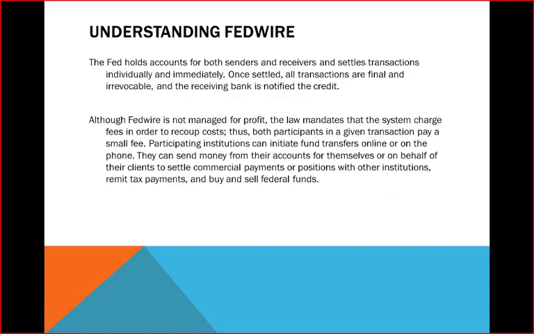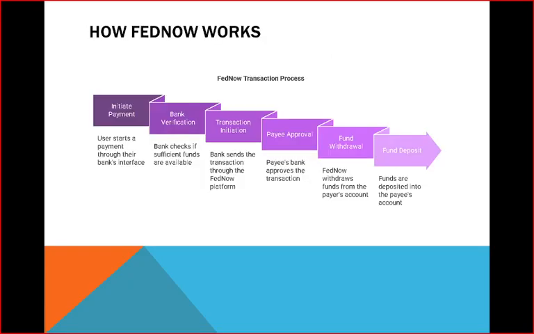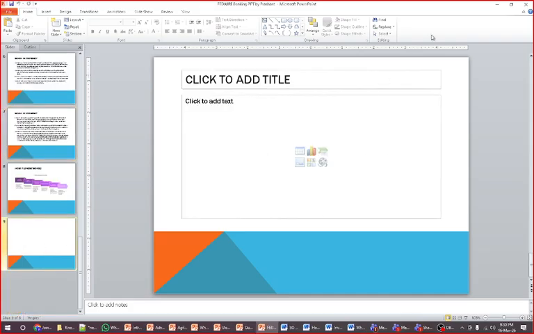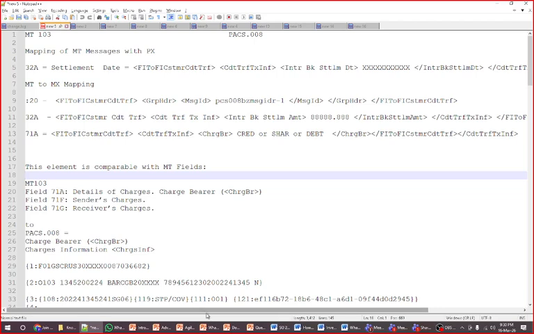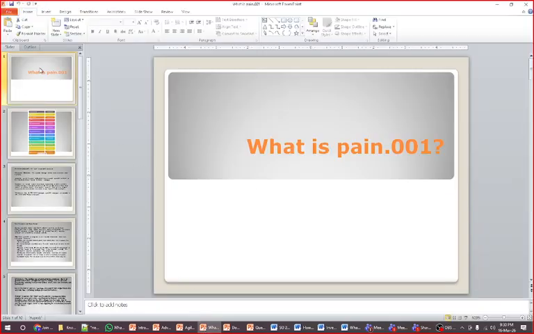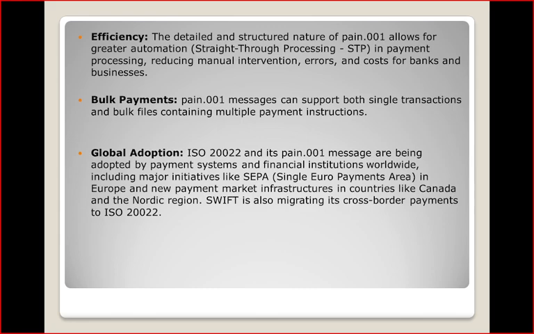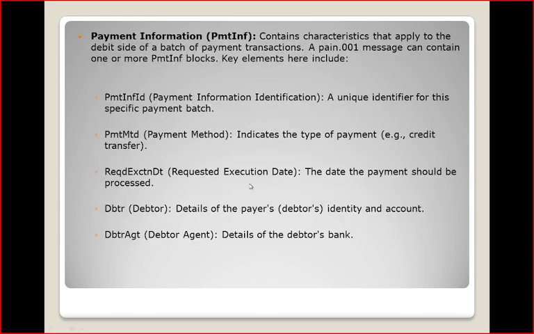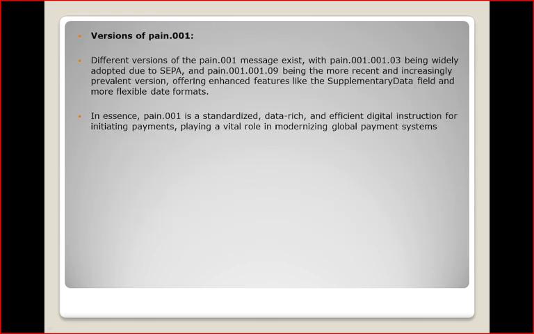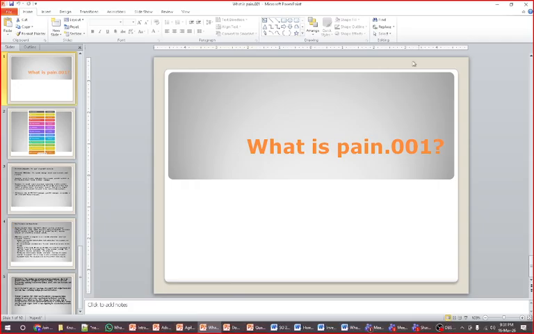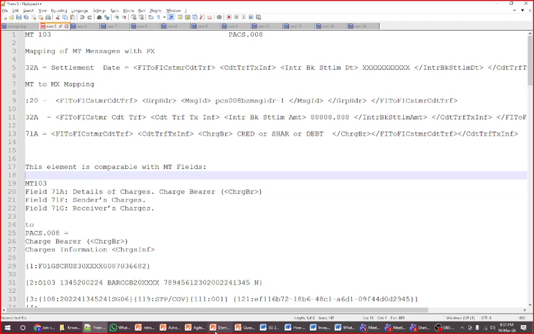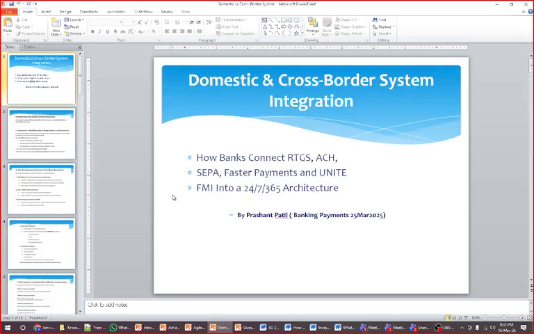Which are the Fedwire messages, how the journey started, which are the important parts of Fedwire messages, that also at a very high level we are going to discuss here. This is a pain.001 message, a pain.00x or pacs message. What are the contents of these pain messages, that I also just noted down here. So we are going to discuss this along with the structure of the pain messages, pacs messages, and these things.